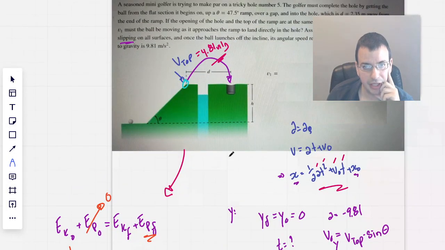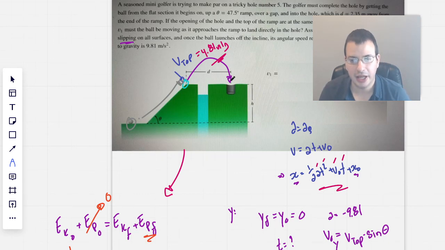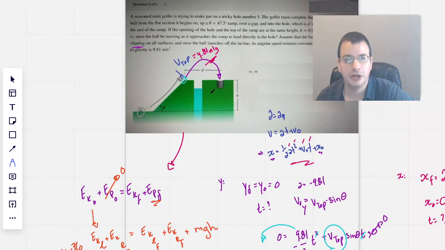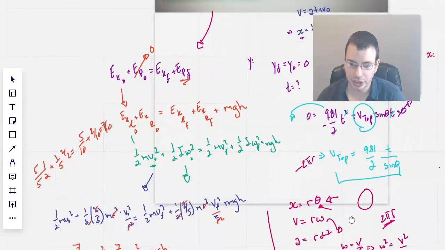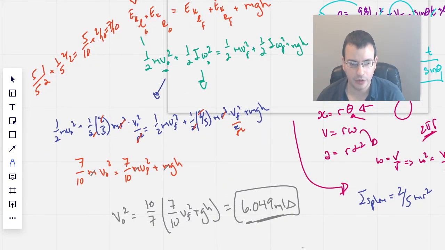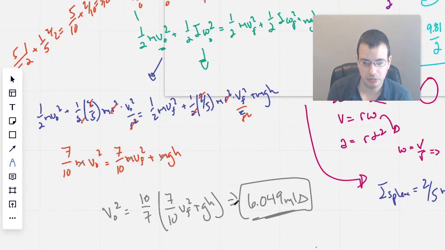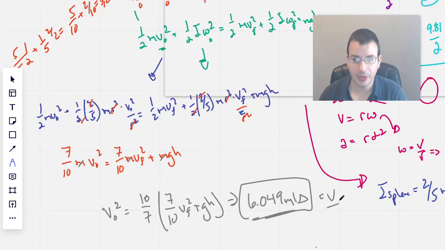So the idea here is, if you hit the ball, it has some angular and linear speed coming up, and then it has to do a projectile motion to get in that hole. First we broke it up into two problems. We found the projectile motion problem, and we did the other part as conservation of energy, taking into account rotational energy as well as linear. I did all this math, and the final answer was 6.049 meters per second. So hope that helped. See you next time.